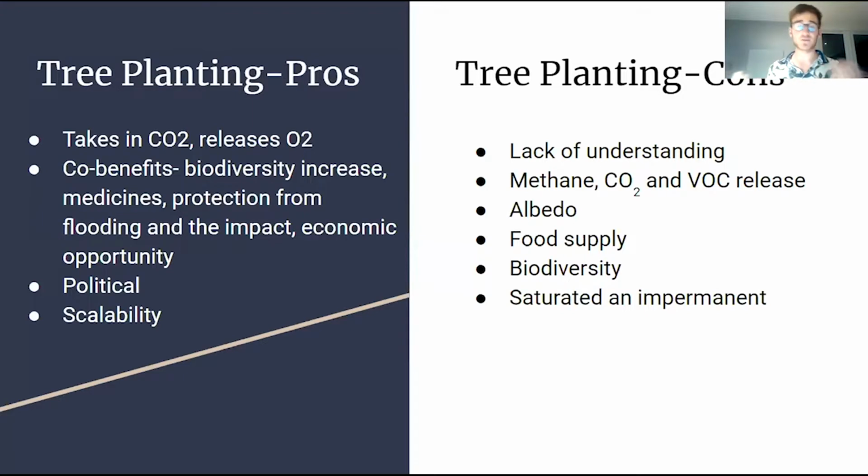This is different in different countries, obviously, but in many countries, tree planting isn't a particularly contentious issue. In other countries, it is. So that's both the pro and the con.